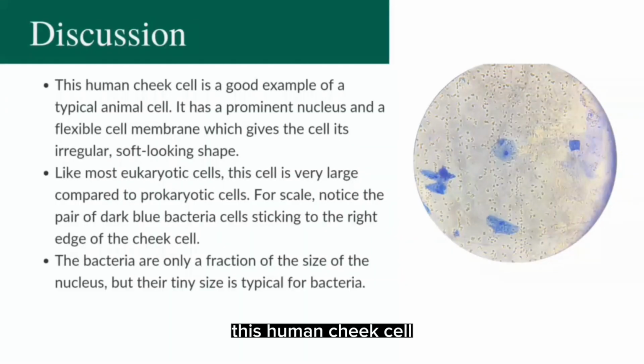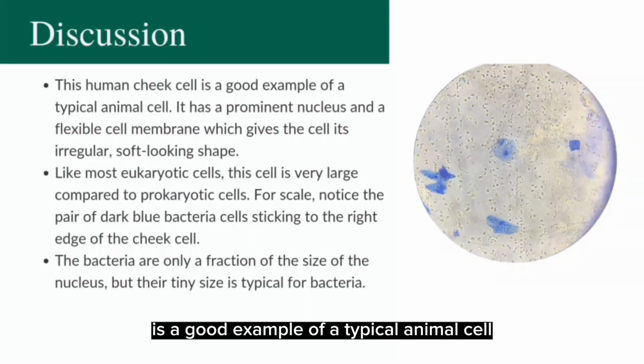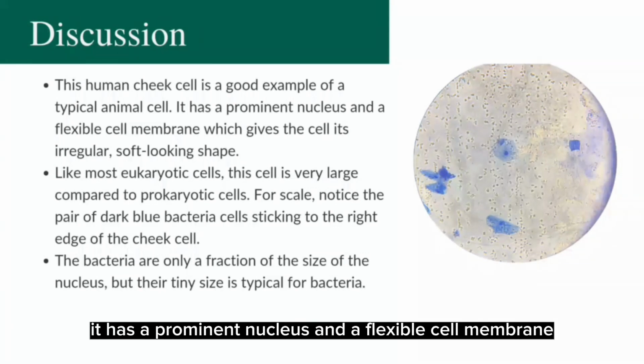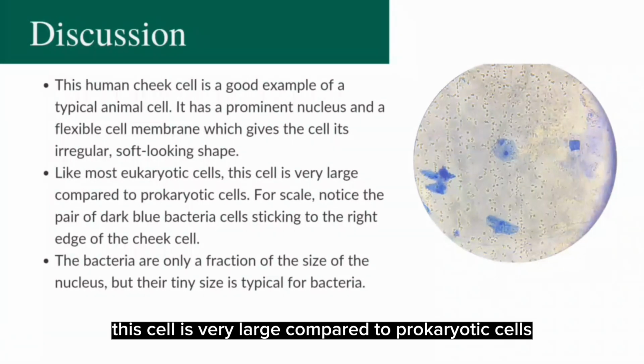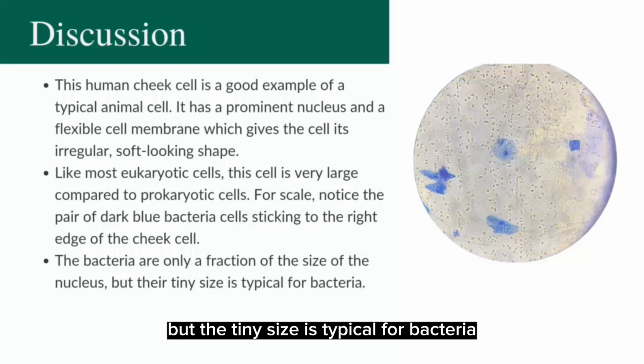This human cheek cell is a good example of a typical animal cell. It has a prominent nucleus and a flexible cell membrane, which gives the cell its irregular, soft-looking shape. Like most eukaryotic cells, this cell is very large compared to prokaryotic cells. For scale, notice the pair of dark blue bacterial cells sticking to the right edge of the cheek cell. The bacteria are only a fraction of the size of the nucleus, but their tiny size is typical for bacteria.